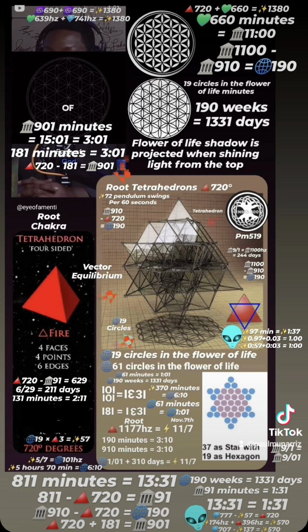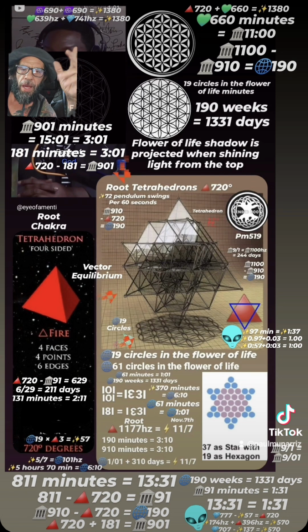So let's see if I can break this down here. 9.5 plus 9.5 equals 19 circles in the flower of life. 19 times 3 equals 57, when 57 weeks equals 404 days. The date 404 equals 95 days on leap year. So see how these numbers just keep fractalizing and connect with frequency.